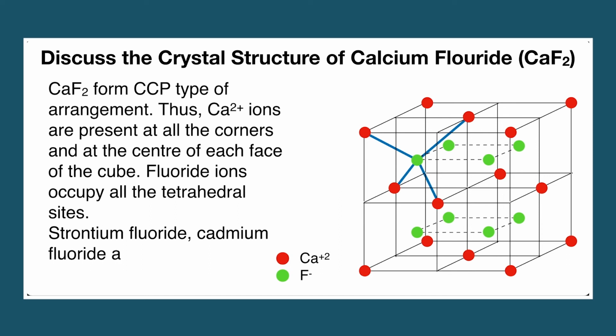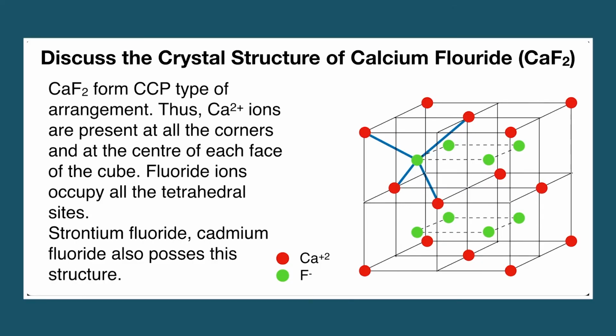The fluoride ions occupy all the tetrahedral voids. Since there are 2 tetrahedral voids for each Ca2 plus ion and F minus ions occupy all the tetrahedral sites, there will be 2 F minus ions for each Ca2 plus ion. Thus, the stoichiometry of the compound is 1:2.